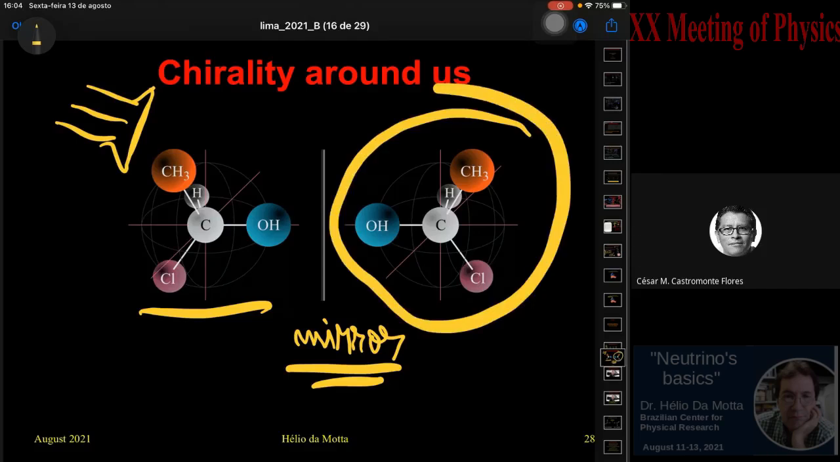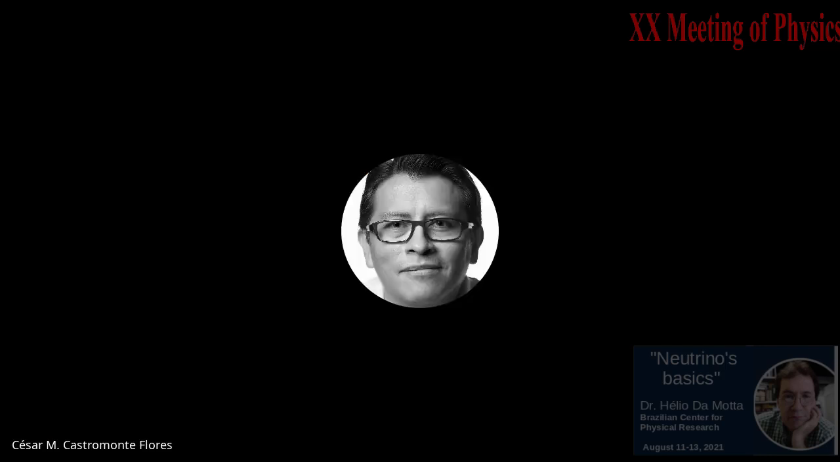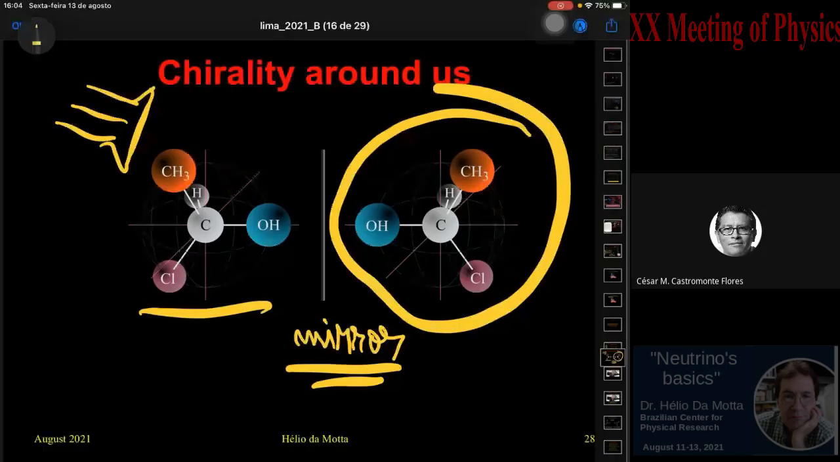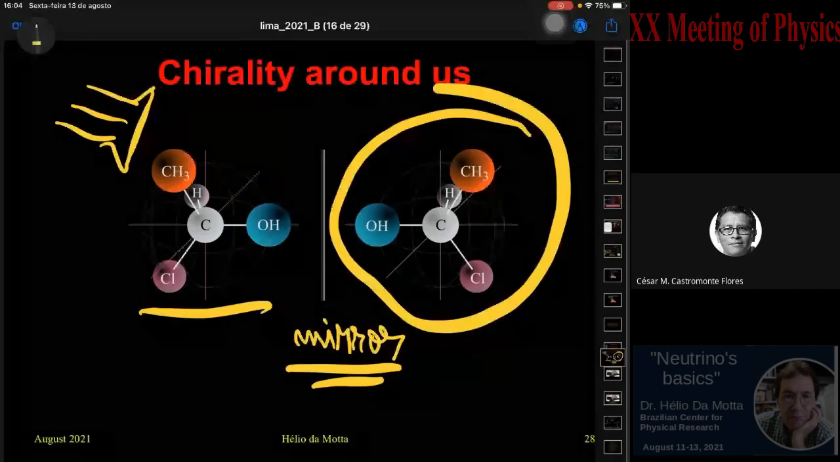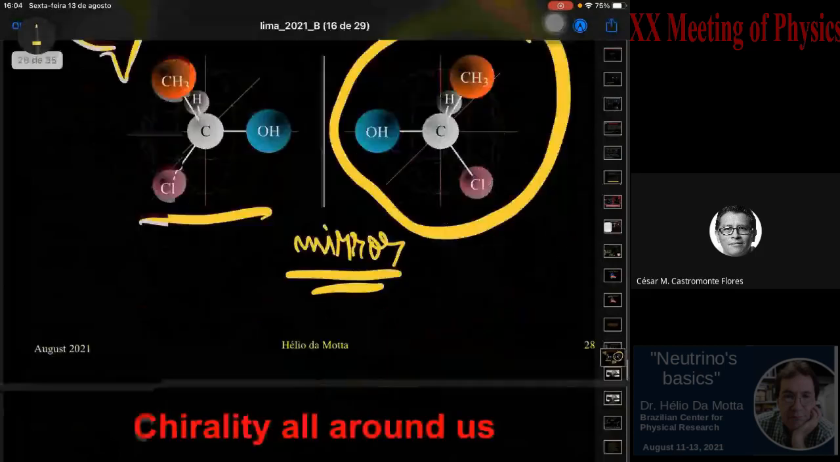So although you may think that's the same thing, it's just a question of putting things the other way around, nature does not think this way. This may be strange, but that's how it is. So chirality is present. Nature prefers sometimes left hand, sometimes right hand.